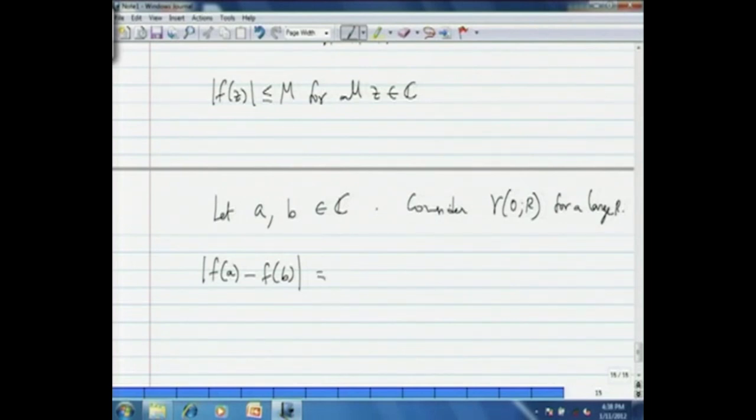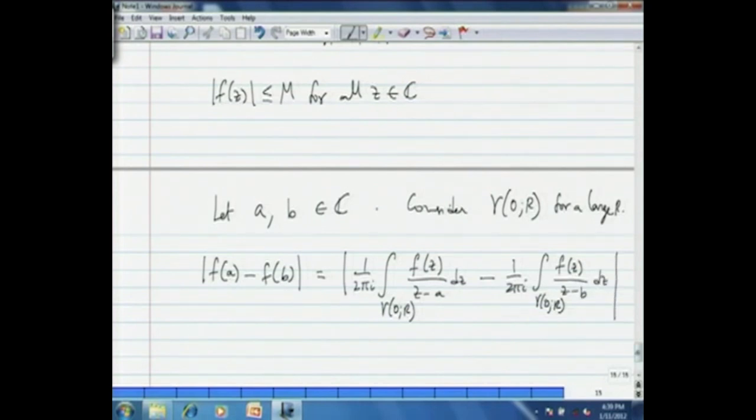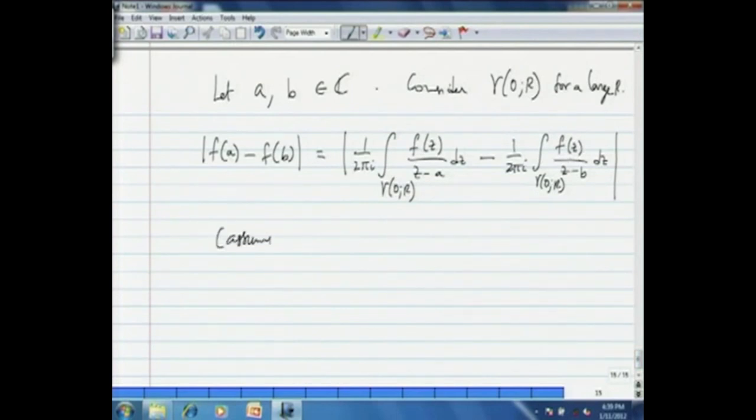Okay. So, I will make that precise in a moment. Here modulus of f of a minus f of b is equal to, by Cauchy's integral formula, 1 by 2 pi i times the integration over gamma 0 r of f of z by z minus a dz minus 1 by 2 pi i times the integration over gamma 0 r of f of z by z minus b dz. Okay. Assuming a and b belong to the interior of this gamma 0 r. So, by choosing large enough r, of course, we can assume that these fixed a and b lie inside of this gamma 0 r, right.